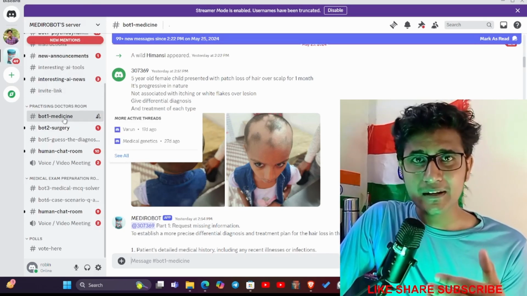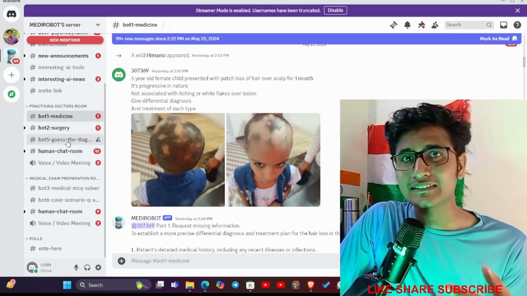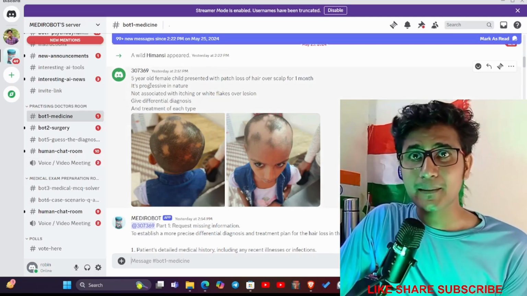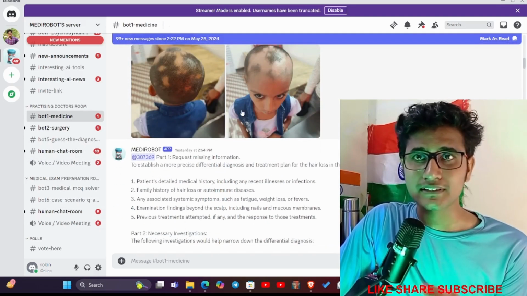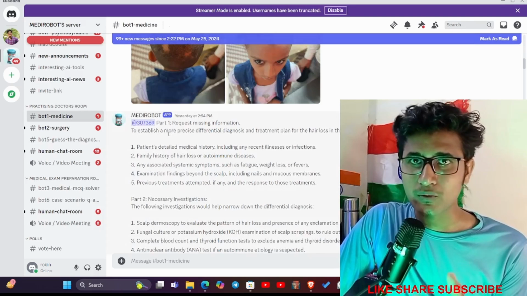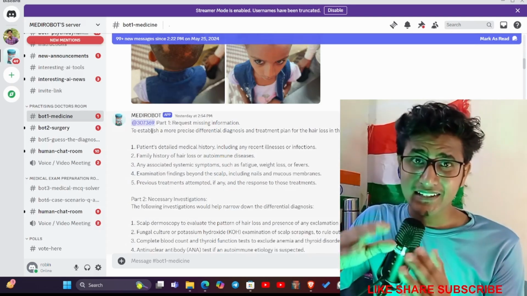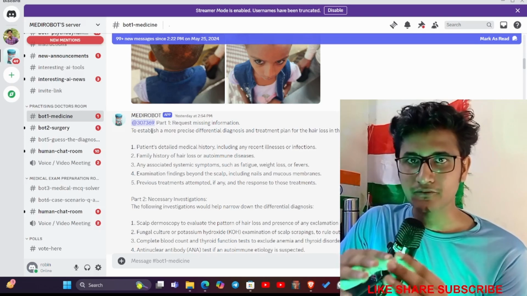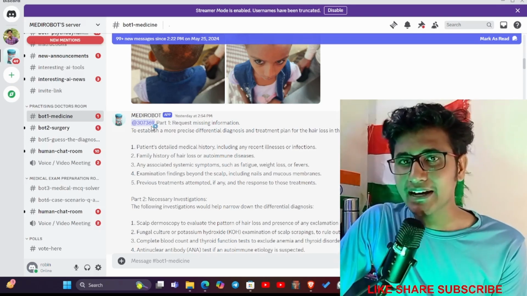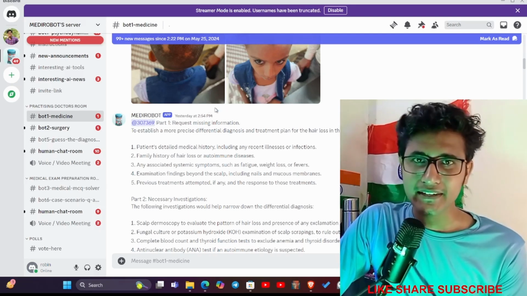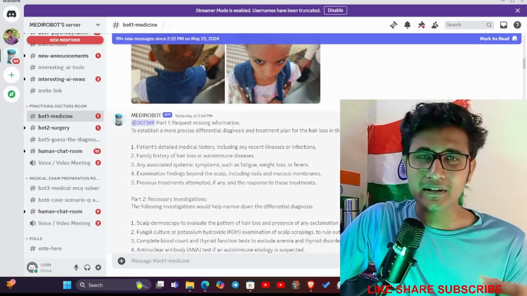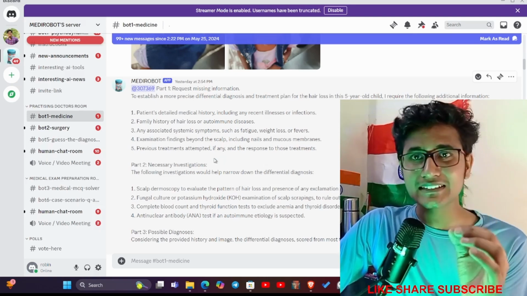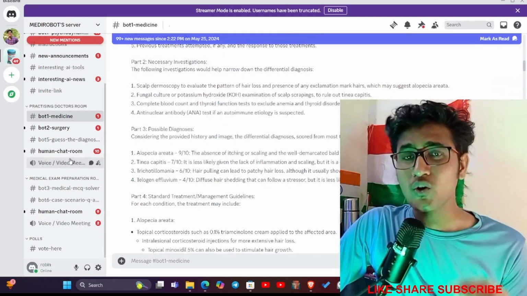Here you will be able to see that there are many bots available, like bot 1 for medicine and bot 2 for surgery. There are many clinical case scenario bots. Here you can directly ask your question. For example, as you can see here, a 5-year-old female child. This is the question, and these were the 4 images, and this is the answer generated by the medirobot. The most important thing is that the answer generated by this bot is very correct, very accurate. You can also directly ask the questions from ChatGPT or Copilot, but the answer generated is not so satisfactory. But here, this is especially for MBBS students or doctors who are practicing. This is for them.